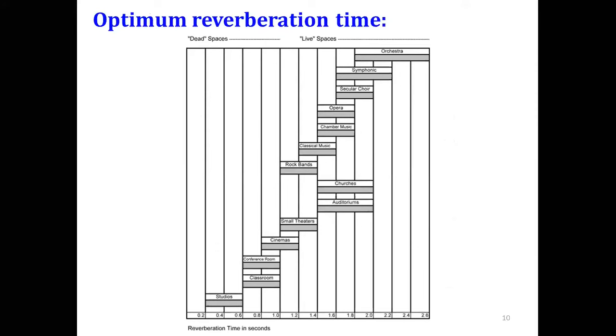So here is a picture which shows the reverberation time requirement for different kinds of places. For example, in studios you would like to have a very small reverberation time between 0.2 to 0.6 second. In classrooms or conference rooms, usually you would like to have your reverberation time between 0.6 to 1 second. Small theaters and cinema halls will have slightly larger reverberation time. Auditoriums will still have larger time and so on. So depending on the room, as I said before, the requirement of reverberation time is going to be different.